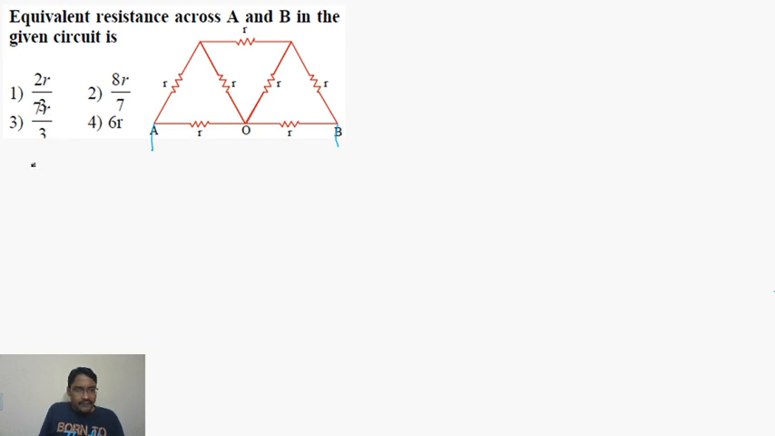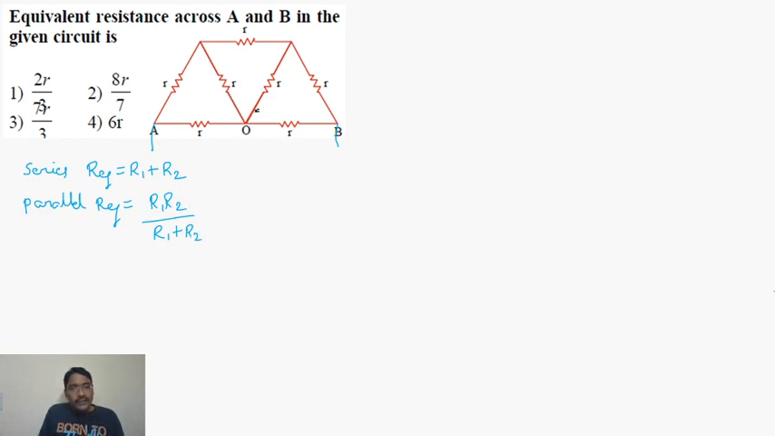In general, for a series circuit, R equivalent is R1 plus R2 if two resistors are in series, and for parallel combination R equivalent is R1 R2 by R1 plus R2. While solving this kind of problem, we have to keep these two formulas in mind.